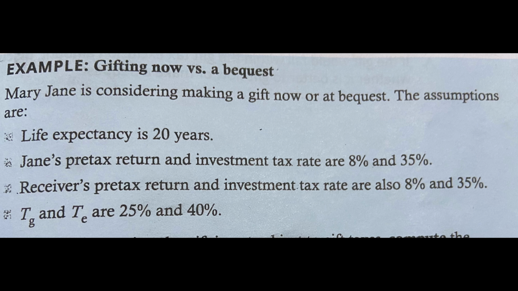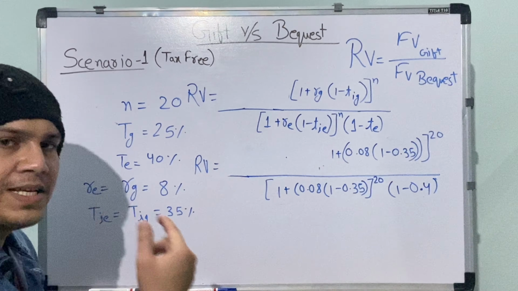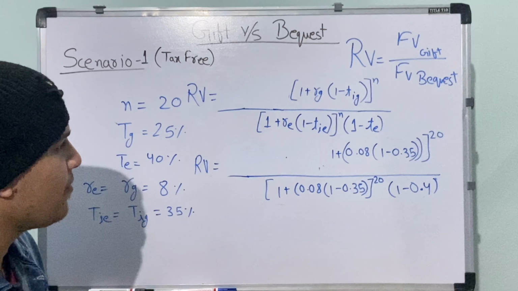That means when you give a bequest, you have to pay 40%. When there is a gift, you have to pay 25%. This is a very important number. If this changes, there could be a change in the complete situation, which we will understand later.